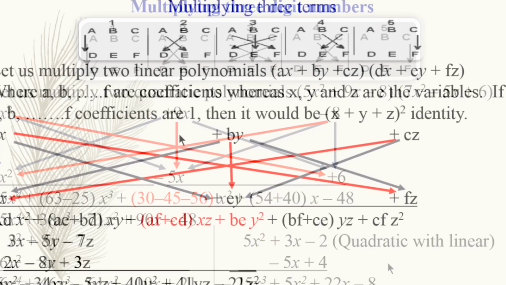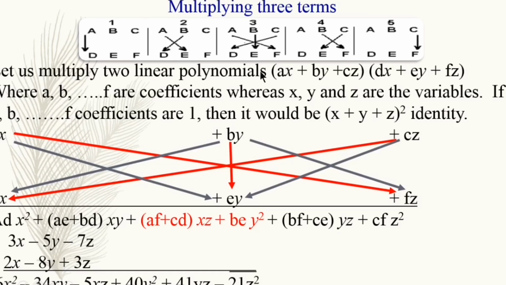So that's the answer. Let's now have linear polynomial with three variables, x, y, and z, with their coefficients as a, b, c, d, e, and f. So as we do in 3 into 3 terms multiplication, as you have seen in the last slide also, we get one value, two values, three values, and then two values and one value being added or subtracted.